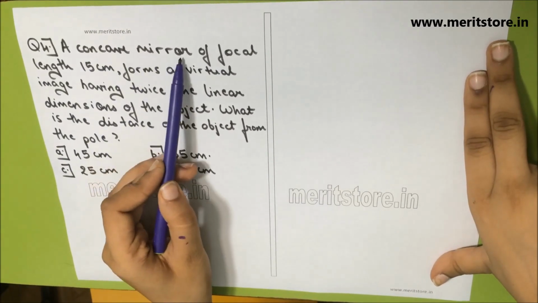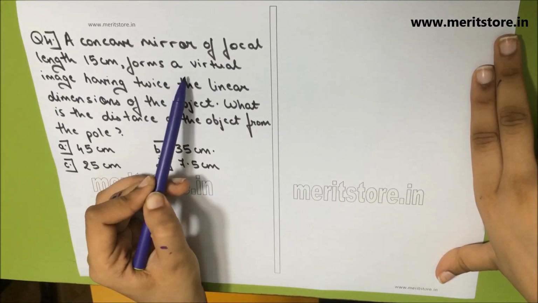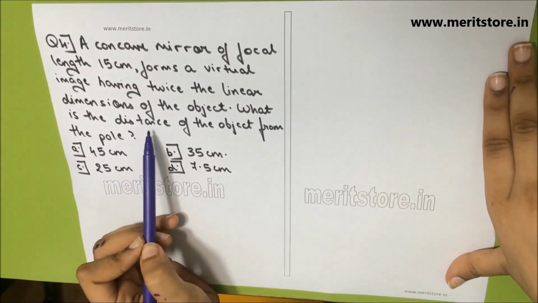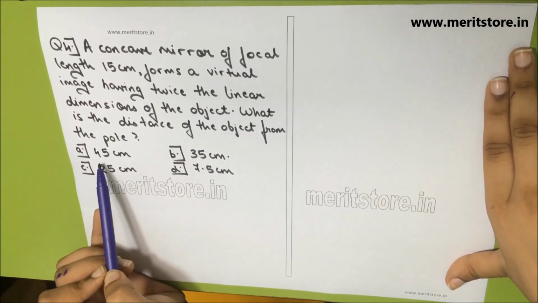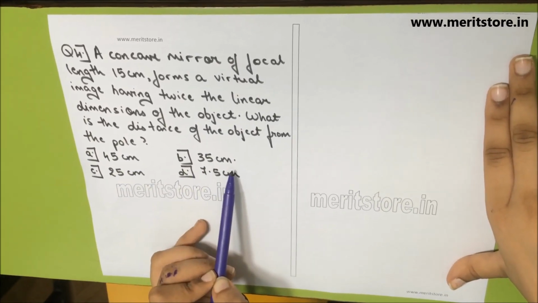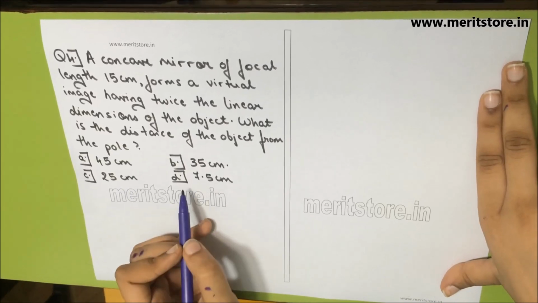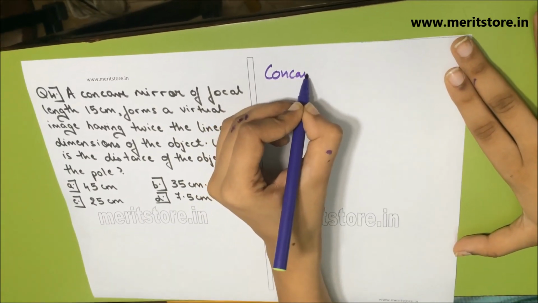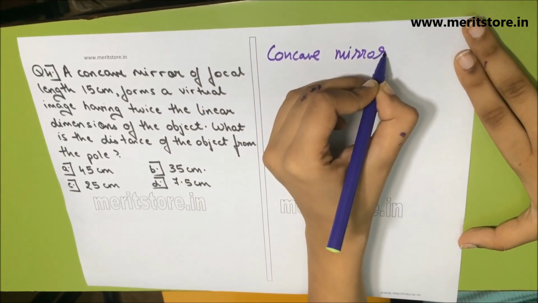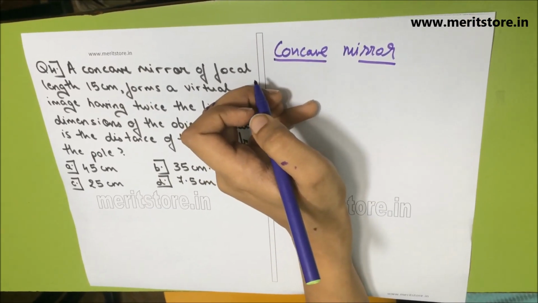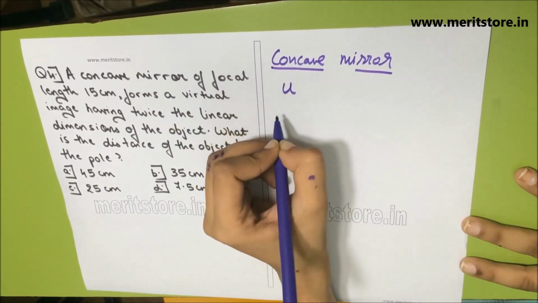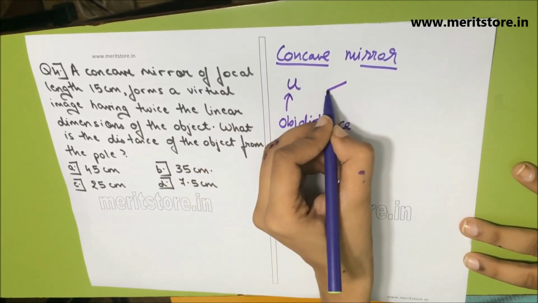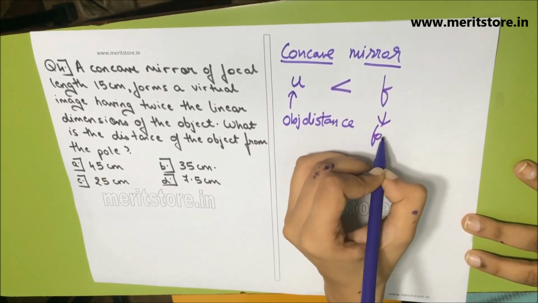Question 4. A concave mirror of focal length 15 cm forms a virtual image having twice the linear dimensions of the object. What is the distance of the object from the pole? A 45 cm, B 35 cm, C 25 cm and D 7.5 cm. So over here we know it is a concave mirror. A concave mirror forming a magnified virtual image means the u, that is the object distance, is always less than f, that is my focal length.